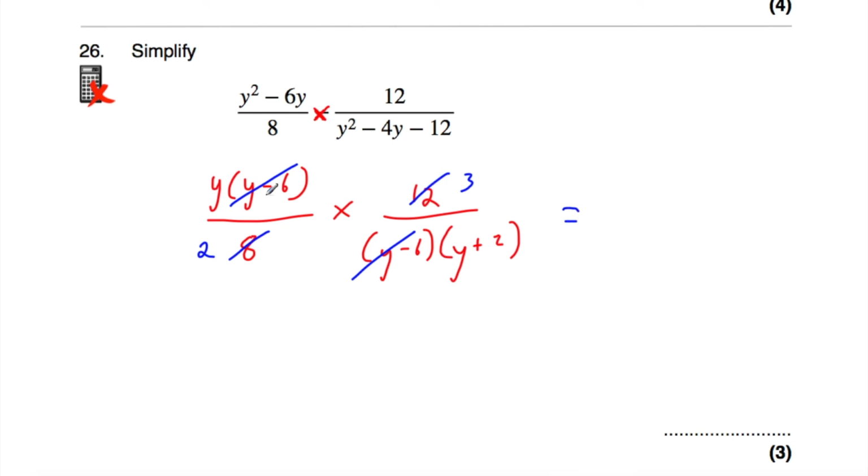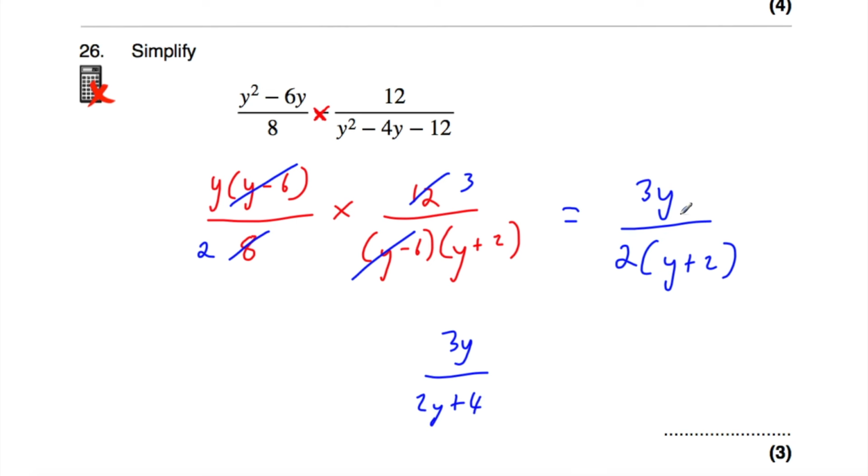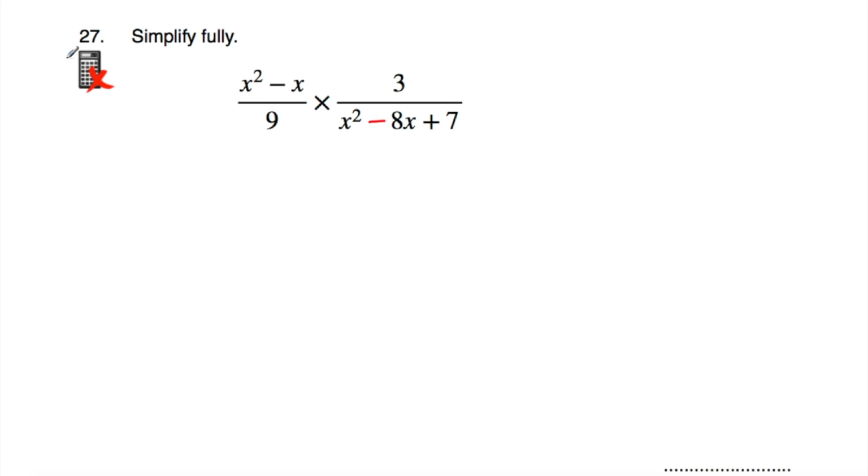Now we can just multiply together. y times 3 would be 3y. And then on the denominator, we've got 2 multiplied by y plus 2, so 2 brackets y plus 2, close brackets. And that's it. You could leave your answer like that if you wanted to. That's how I'd probably leave it, 3y over 2 brackets y plus 2. Or you could expand the denominator to get 3y over 2y plus 4. Either one of those would be fine. I probably would just leave it like that. And that's it. Okay, let's have a look at our next question, question number 27.